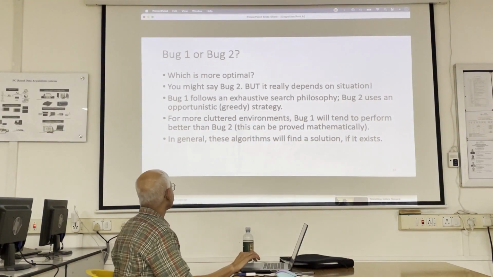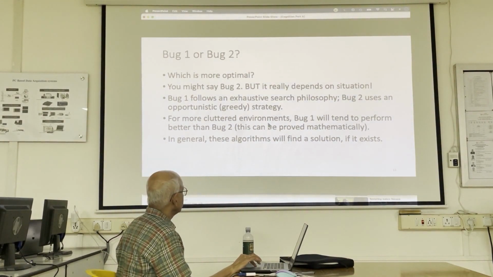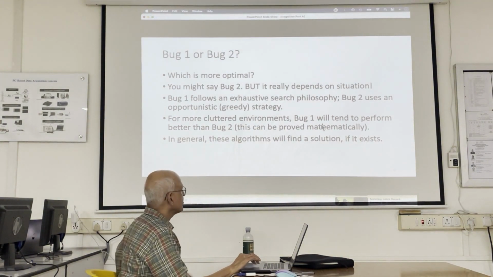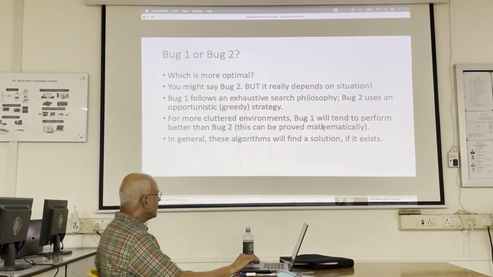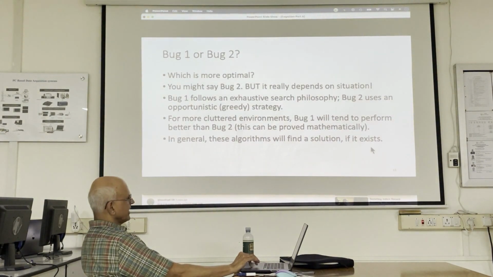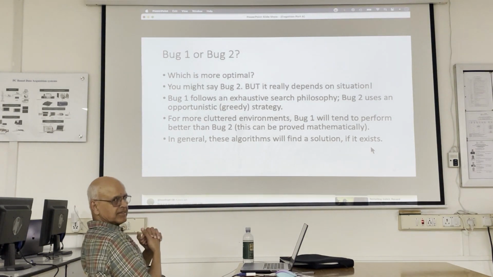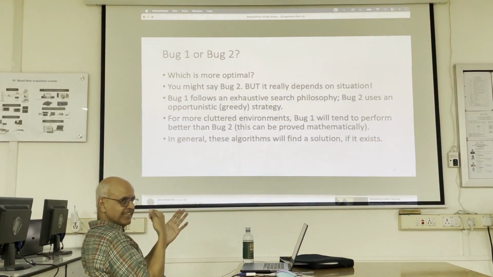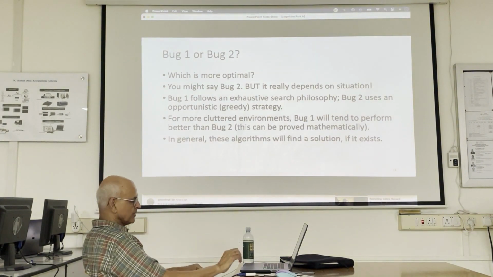That's what you mean. For more cluttered environments, bug 1 will tend to perform better than bug 2. And actually, computer scientists prove this mathematically. In general, these algorithms will find a solution if it exists. If there is a solution, it's going to find it. It won't get stuck. There are other algorithms that even if a solution exists, may get stuck.